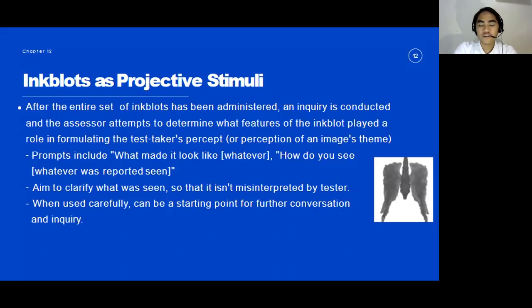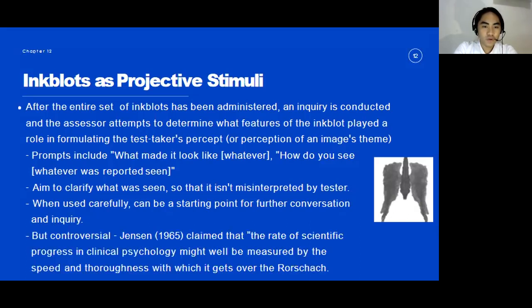A whole range of conditions, but it would be something you could follow up on, and you'll be able to learn something about your patient that you didn't know was going on. But of course, the Rorschach is controversial.